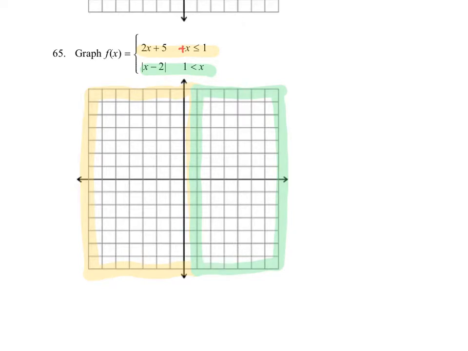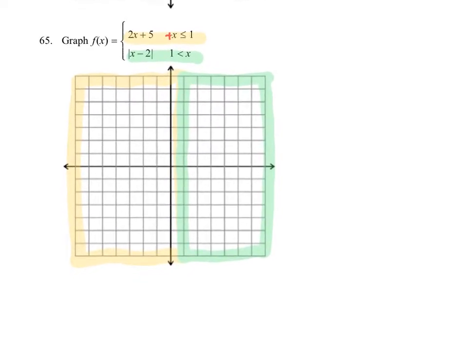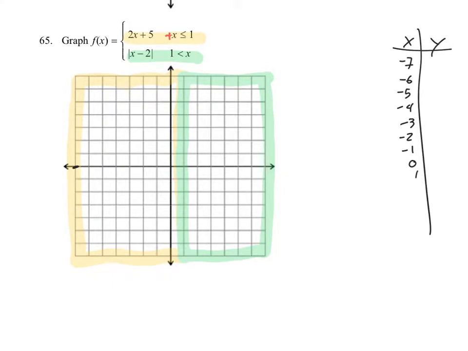All right, number 65 on the study guide. Here's the deal. I could do this as a t-chart and plug in x values. We could start over here where x is -7, -6, -5, -4, -3, -2, -1, 0, 1, and stop at 1. I'd stop at 1 because this says x is less than or equal to 1.